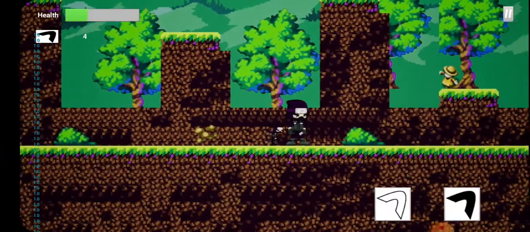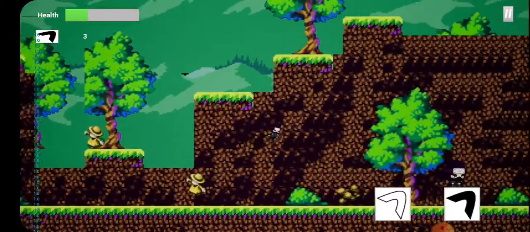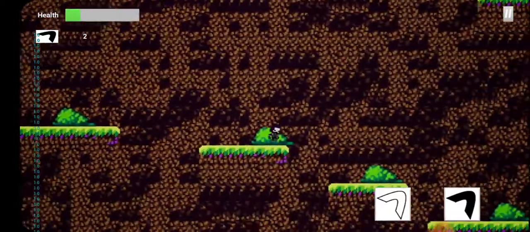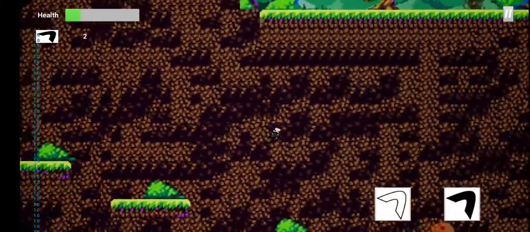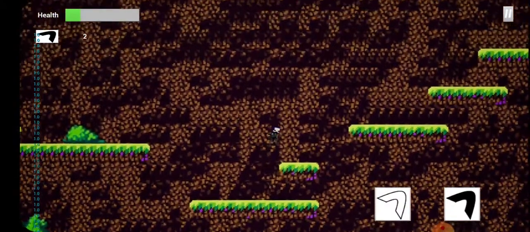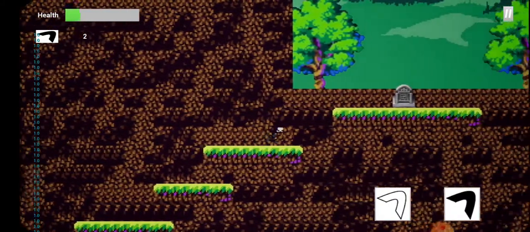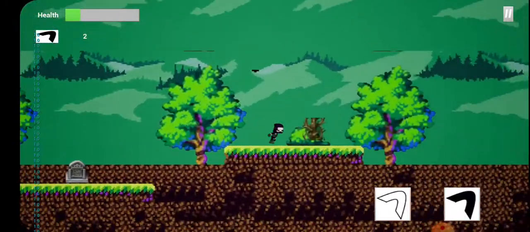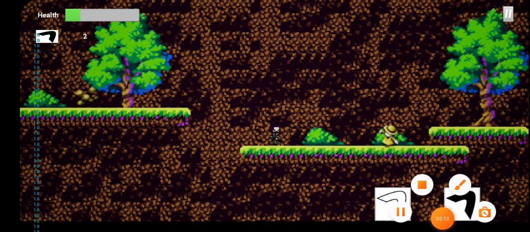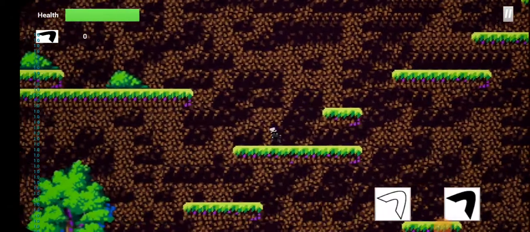In this level we use the forest background, and we kill the enemies. So we have these types of 5 levels.